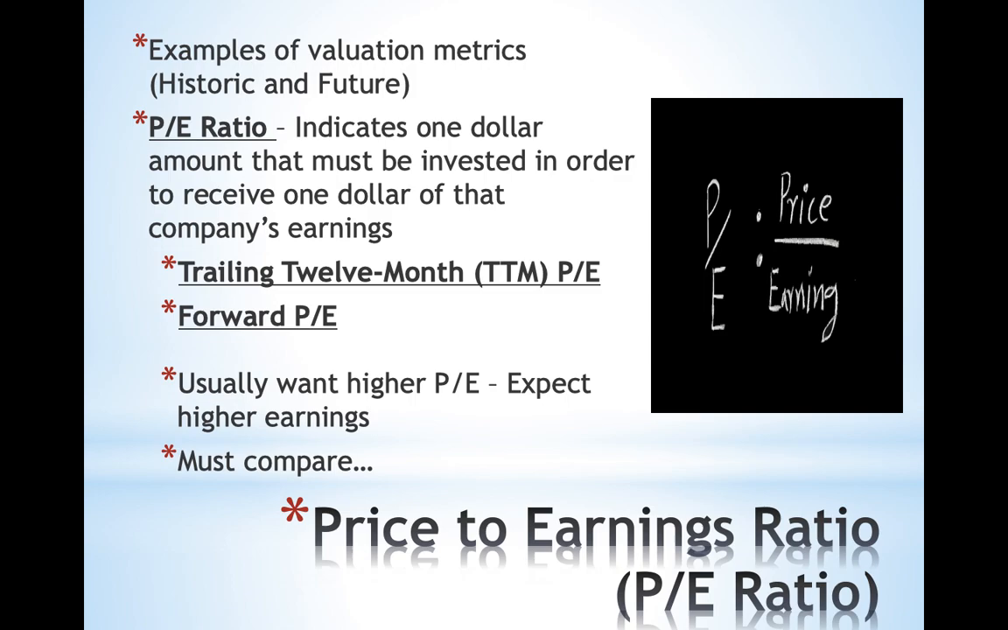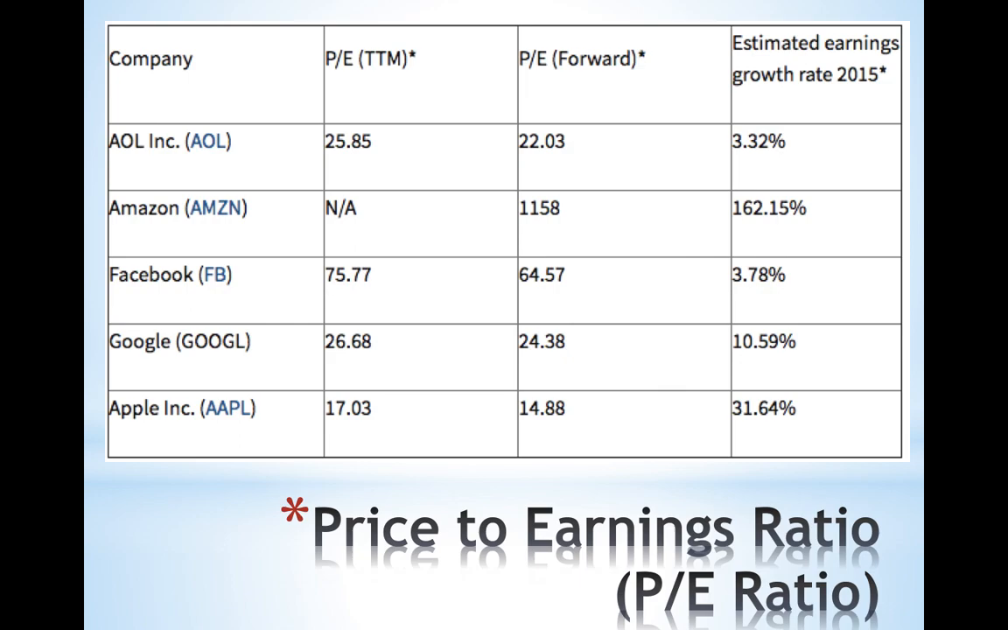So let's look at an example. This is just a graphic showing, if you look at something like Amazon, Amazon has a forward P/E ratio of 1158. And if you compare this to Facebook, which has a P/E ratio of 64, I mean, clearly Amazon's is through the roof. And so what does this demonstrate when we compare each of these P/E ratios?